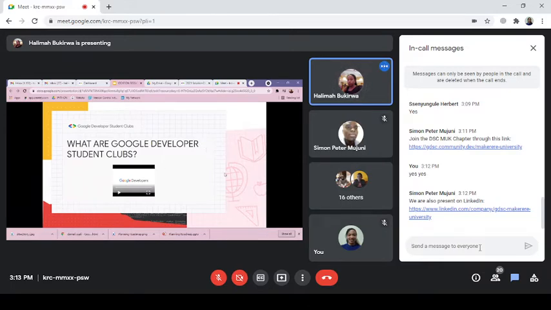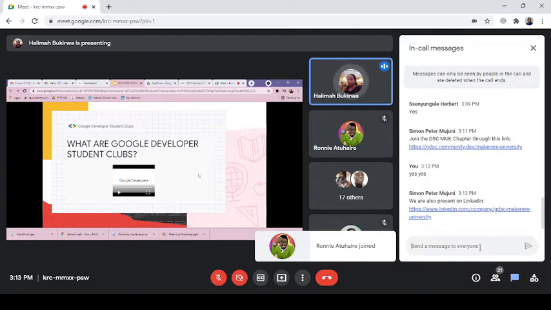Our main aim as GDSC MUK is to help fellow students, because we are still students ourselves, to find their place in the tech space, and to provide them with the necessary resources that are always provided to us by Google to be able to thrive. So that is who we are.